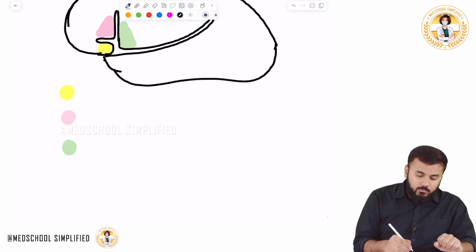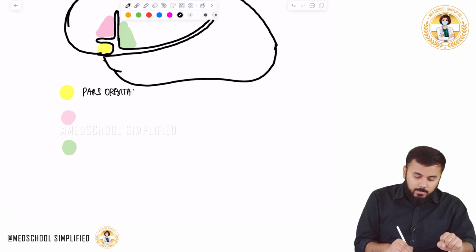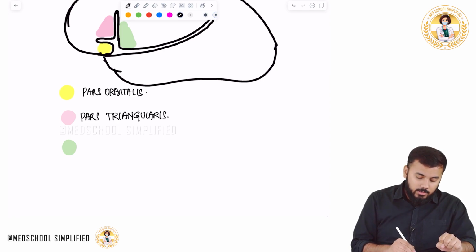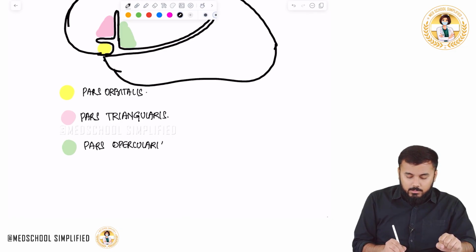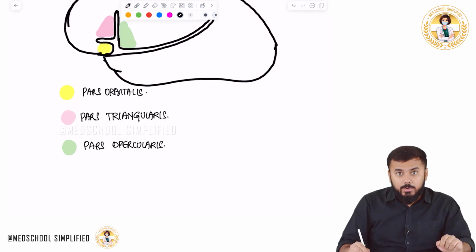So these areas: one area is called your pars orbitalis. Next you have the pars triangularis, and the third important one is the pars opercularis. So these are the three important areas, right?